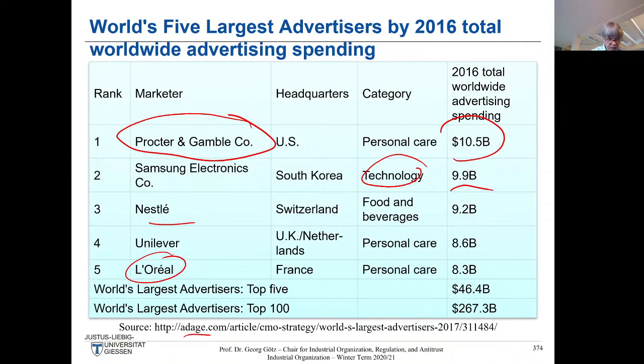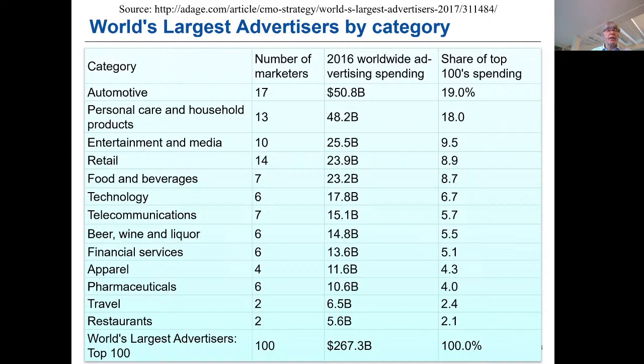And what you see here is that the top largest advertisers alone spend almost 50 billion. The top 100 advertisers spent 267 billion in 2016. And you will see this is really big money. And this is why Google and Facebook have such high stock or market valuations.